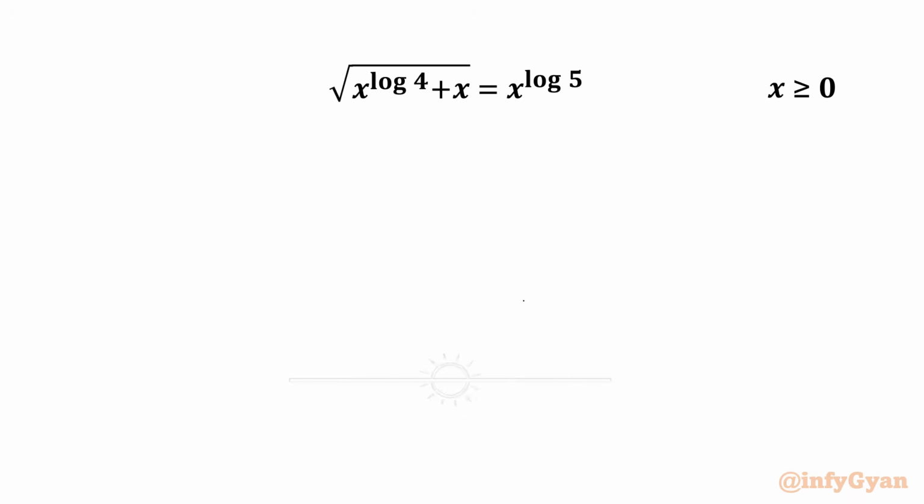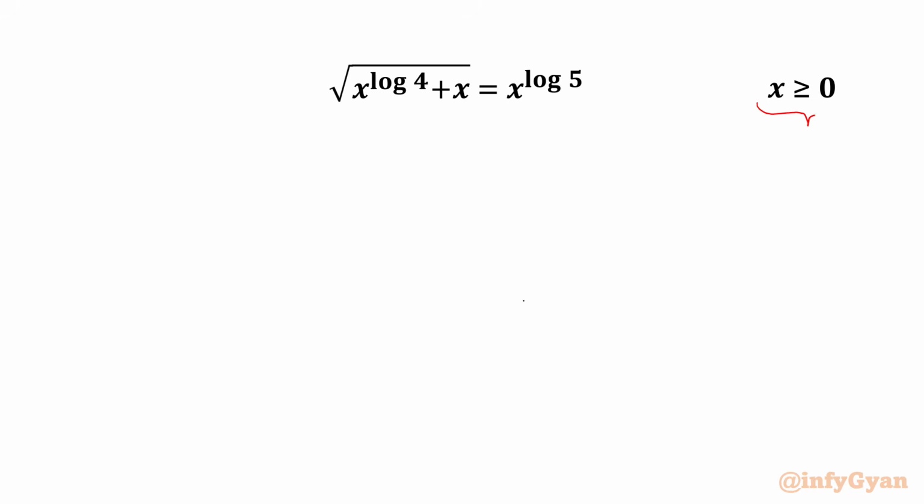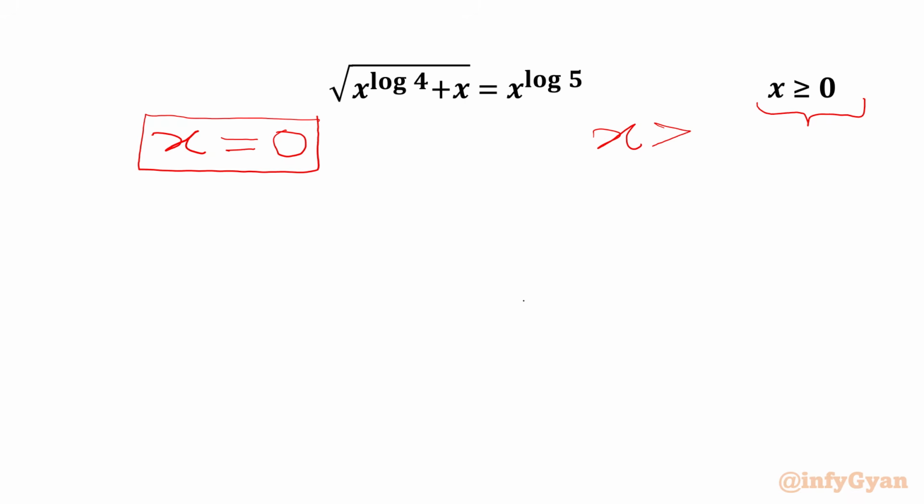We have the equation square root x raised to the power log 4 plus x equal to x raised to the power log 5. Here x belongs to non-negative real numbers, greater than or equal to 0. So let's get started by writing our restricted condition on x. We will split x greater than or equal to 0 in two segments: if x equal to 0, and if x greater than 0.